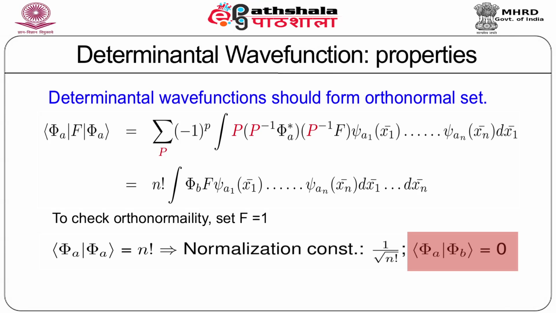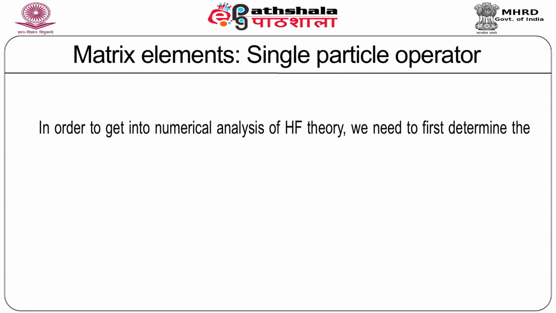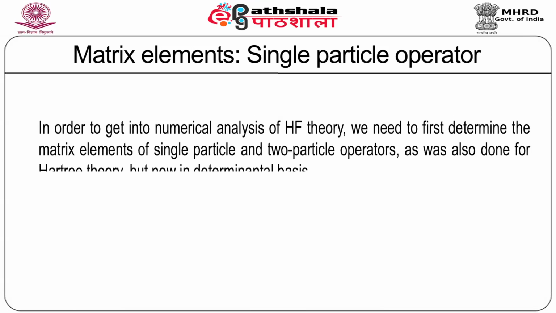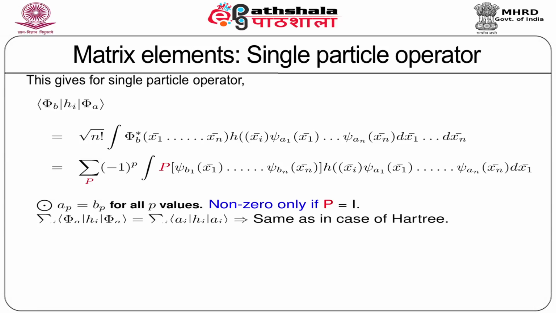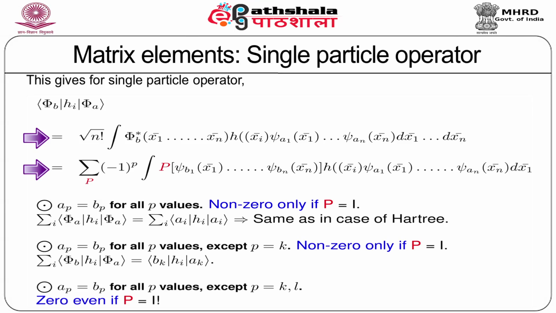In order to get into numerical analysis of Hartree-Fock theory, we need to first determine the matrix elements of single-particle and two-particle operators. If you remember, this was also done for the Hartree theory, but now in the determinantal basis. This gives the single-particle operator the following expression for the matrix element, which is shown in the first and second line of this equation.